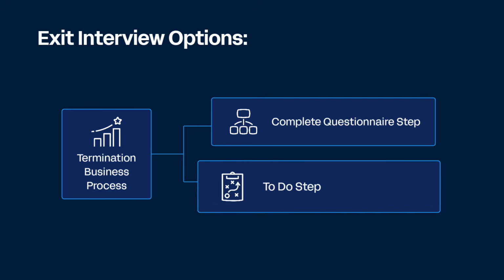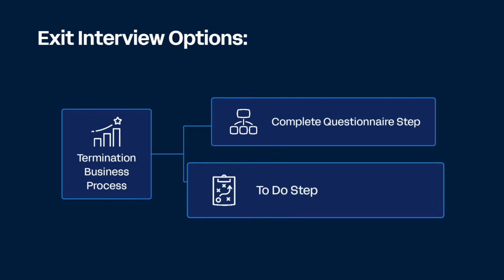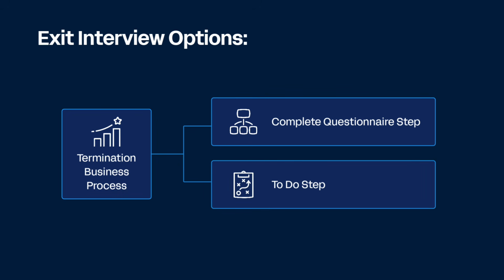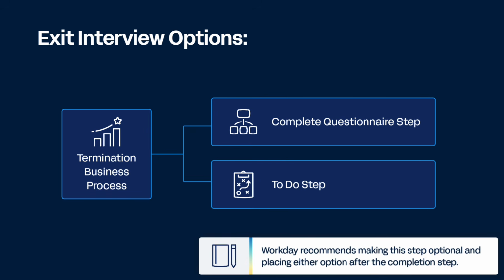Alternatively, you can include a to-do step to initiate the Workday-delivered Create Exit Interview task. This task captures information like the interviewer's comments and the property a worker returns. Administrators and managers conducting an involuntary termination typically complete this exit interview type. Administrators can view results in the exit interview report. Deciding between the two options depends on your specific process requirements. To prevent transaction delays, Workday recommends making this step optional and placing either option after the completion step.